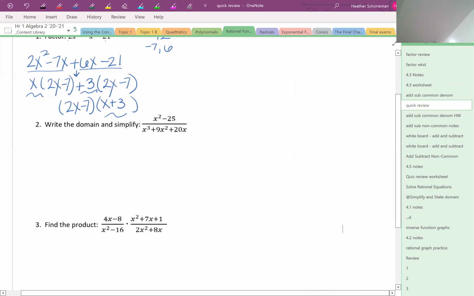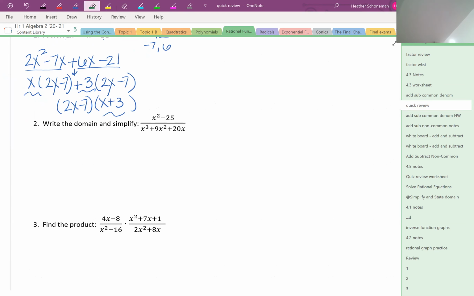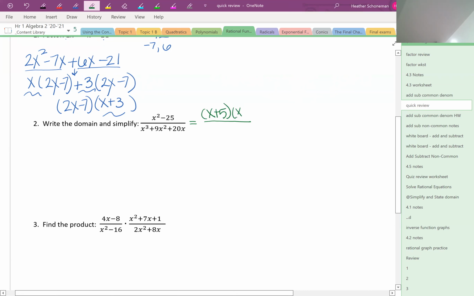Okay, number 2. Number 2 wants me to write the domain and simplify. Well, to do both, everything has to be factored. So let's focus on factoring first. On the top, this is a binomial. So this is going to factor to x plus 5, x minus 5. On the bottom, before I can pick a factoring pattern, I take out the greatest common factor of x. So I'm going to do that first. And now I'm going to factor it. And the two numbers that multiply to 20 and add to 9 would be 5 and 4.